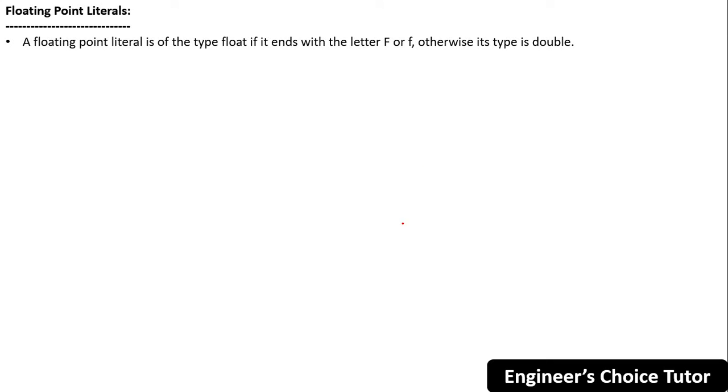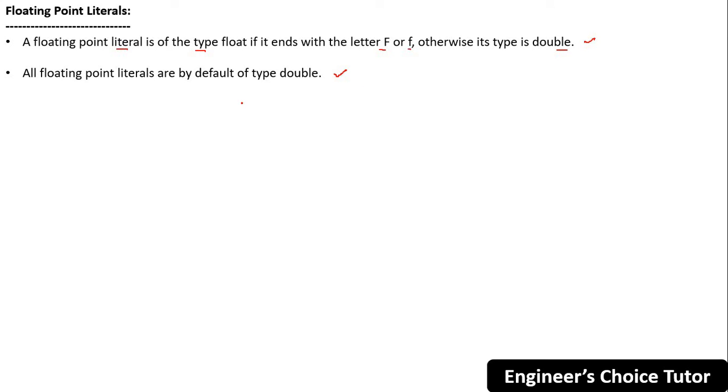Talking about it in simple words, a floating point literal is of the type float if it ends with the letter F or small f. Otherwise, its type is what? Double. We will see this. Hold on, you will understand this point clearly. And another thing: all floating point literals are by default of which type? Double type. This is the point I covered in the last lecture also.